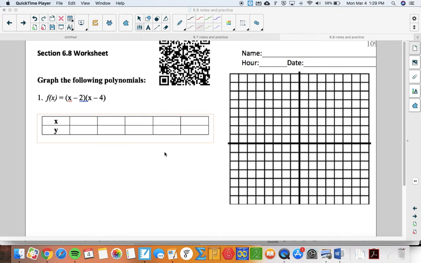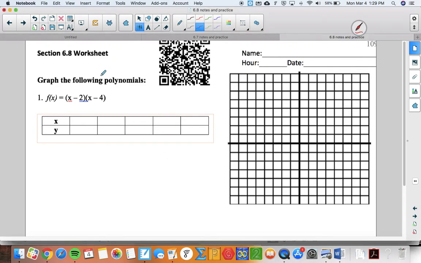This is section 6.8. We're graphing some polynomials, looking for some local mins and maxes. It's going to be pretty exciting. Here in factored form, we can identify where the roots or the zeros are really quick. So in other words, what value of x makes y equal 0?